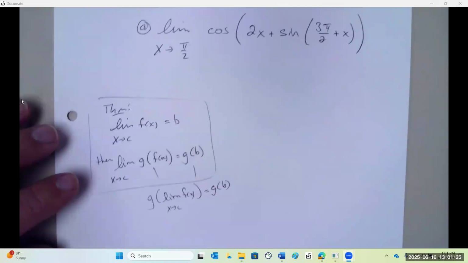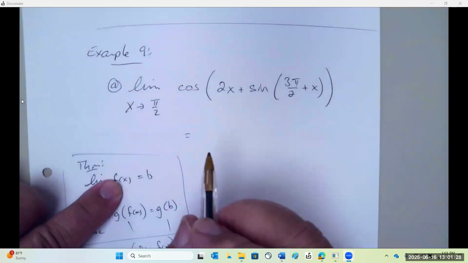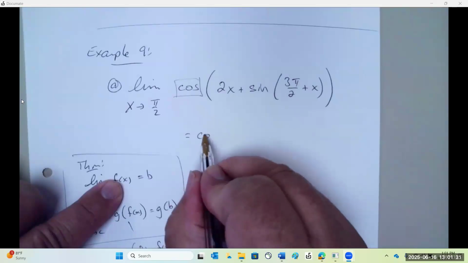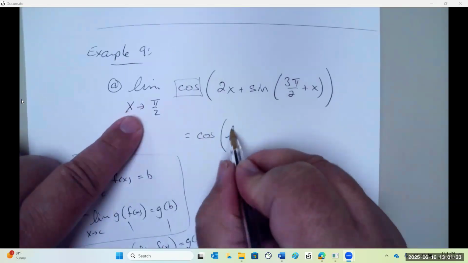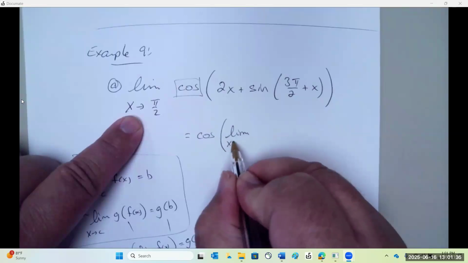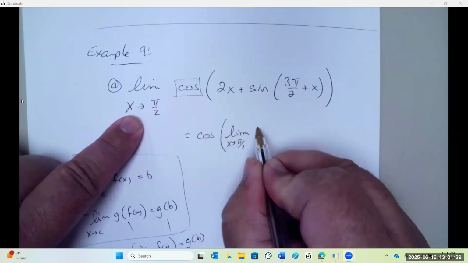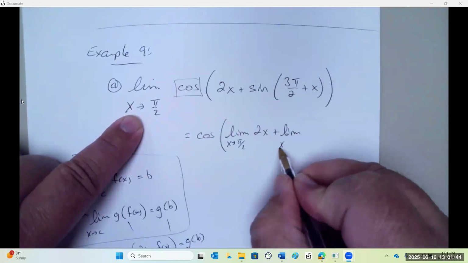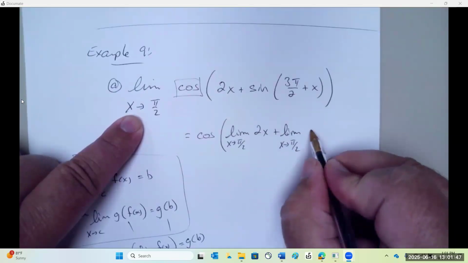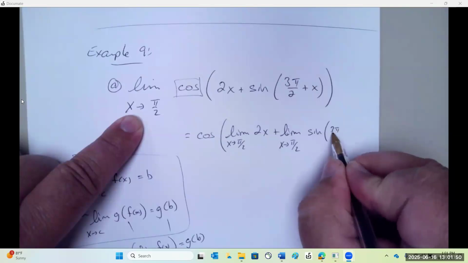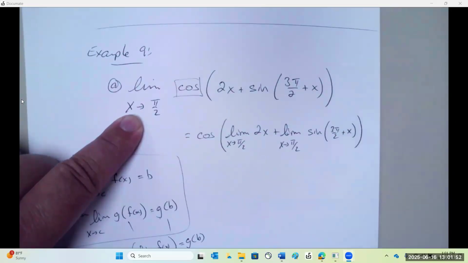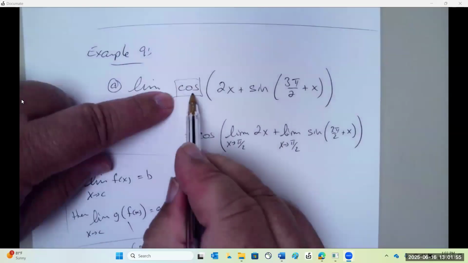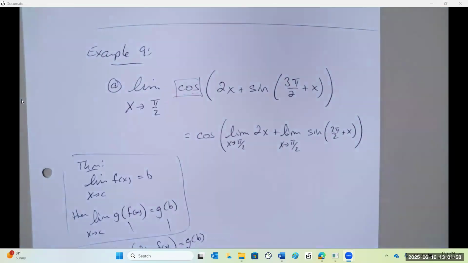So if you have a composite function, that means here the cosine stays out in front. Now I'm taking the limit of everything inside there. So this is the outer function. It's like the constant multiple. It goes out in front. I'm now taking the limit of the inside, which is what we just did here.